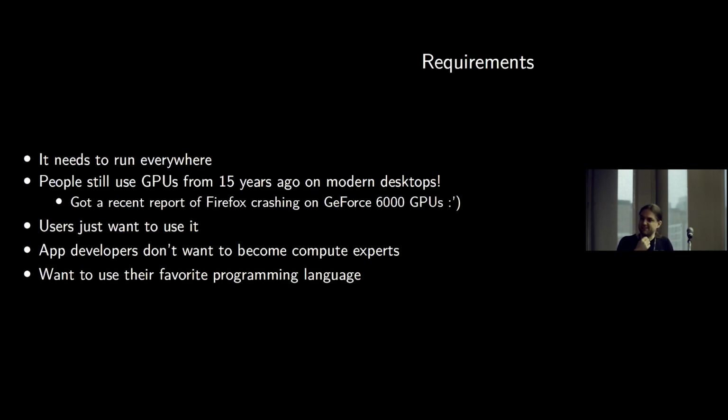I think it's pretty unfamiliar for a lot of people here because I don't think you still have that old hardware, especially in supercomputers and stuff like this. So we still get bug reports about Firefox users getting crashes on 15-year-old GPUs like the GeForce 6000, which is super slow and everything, but people still use it.